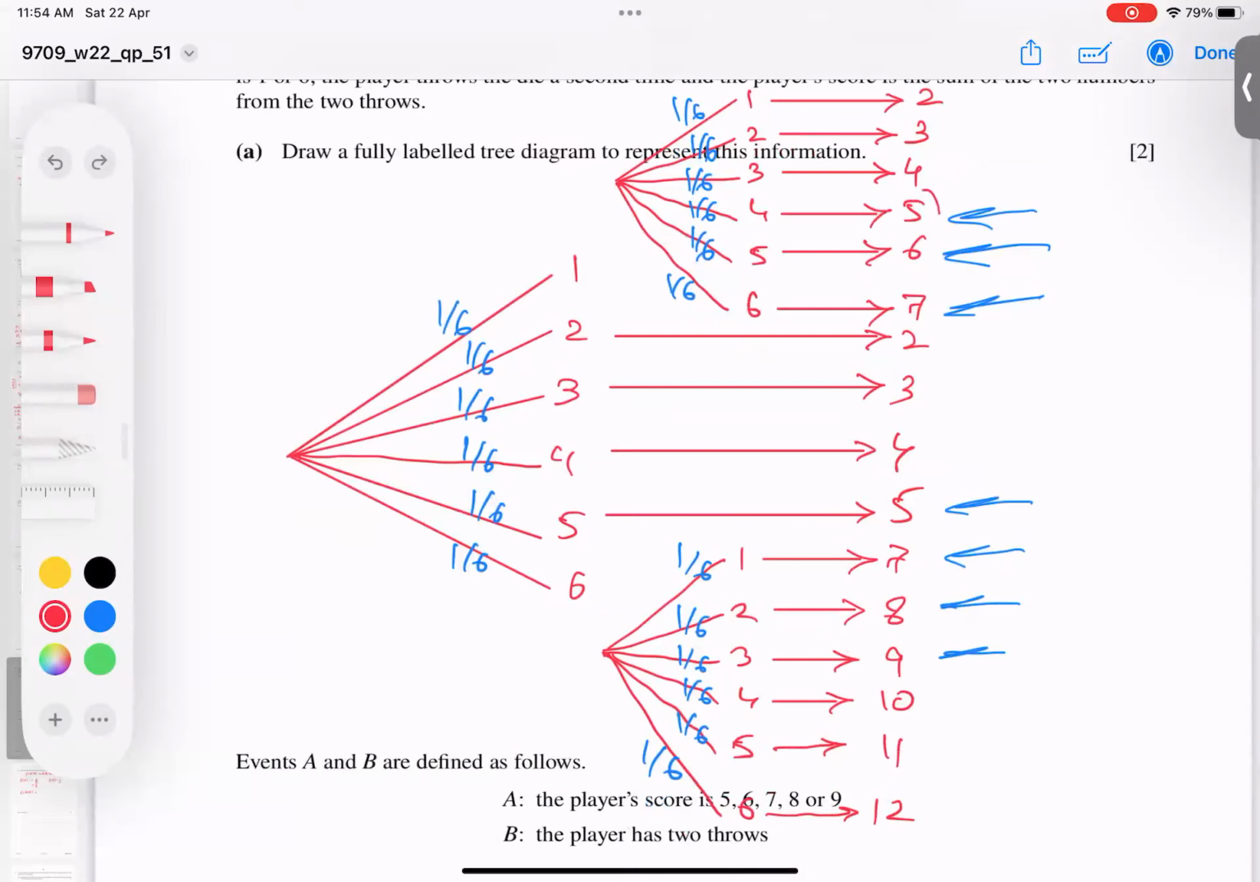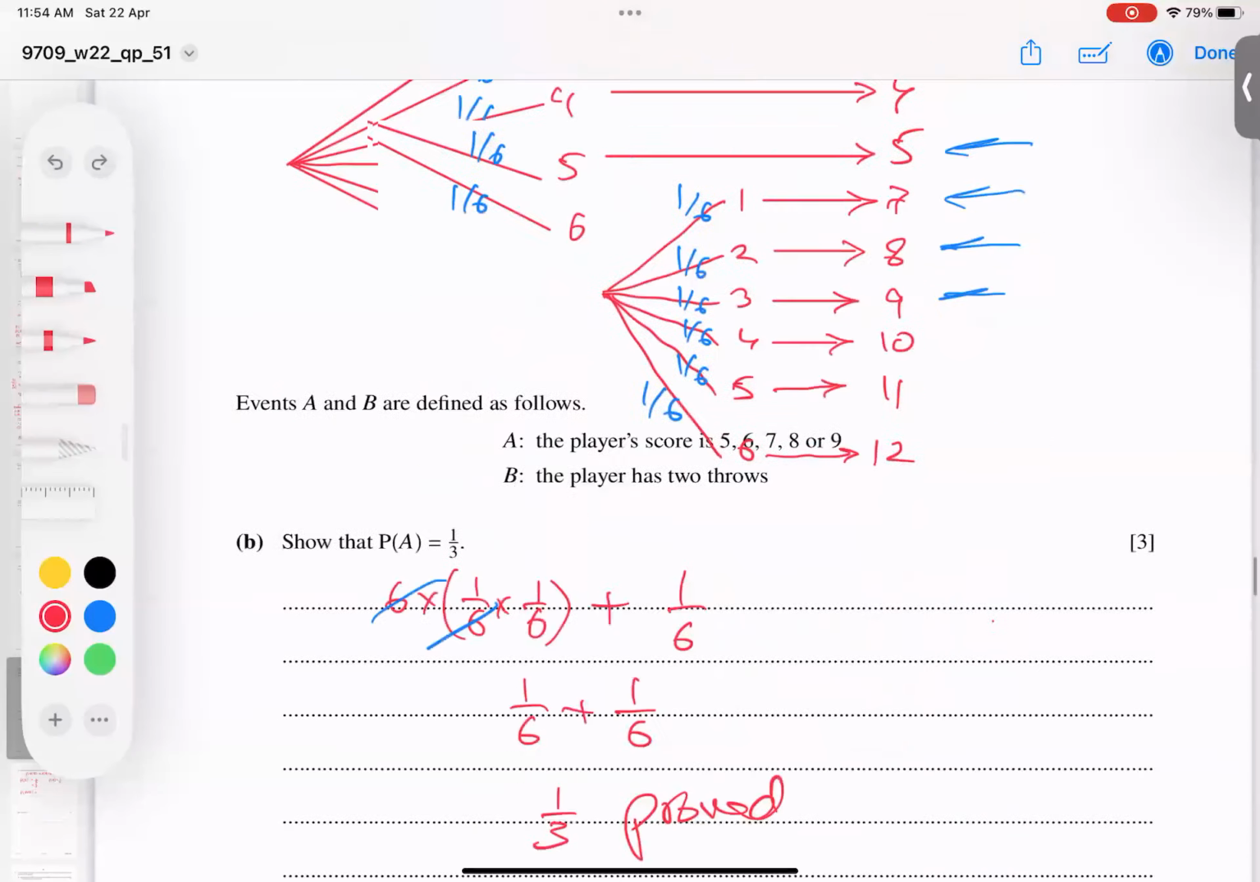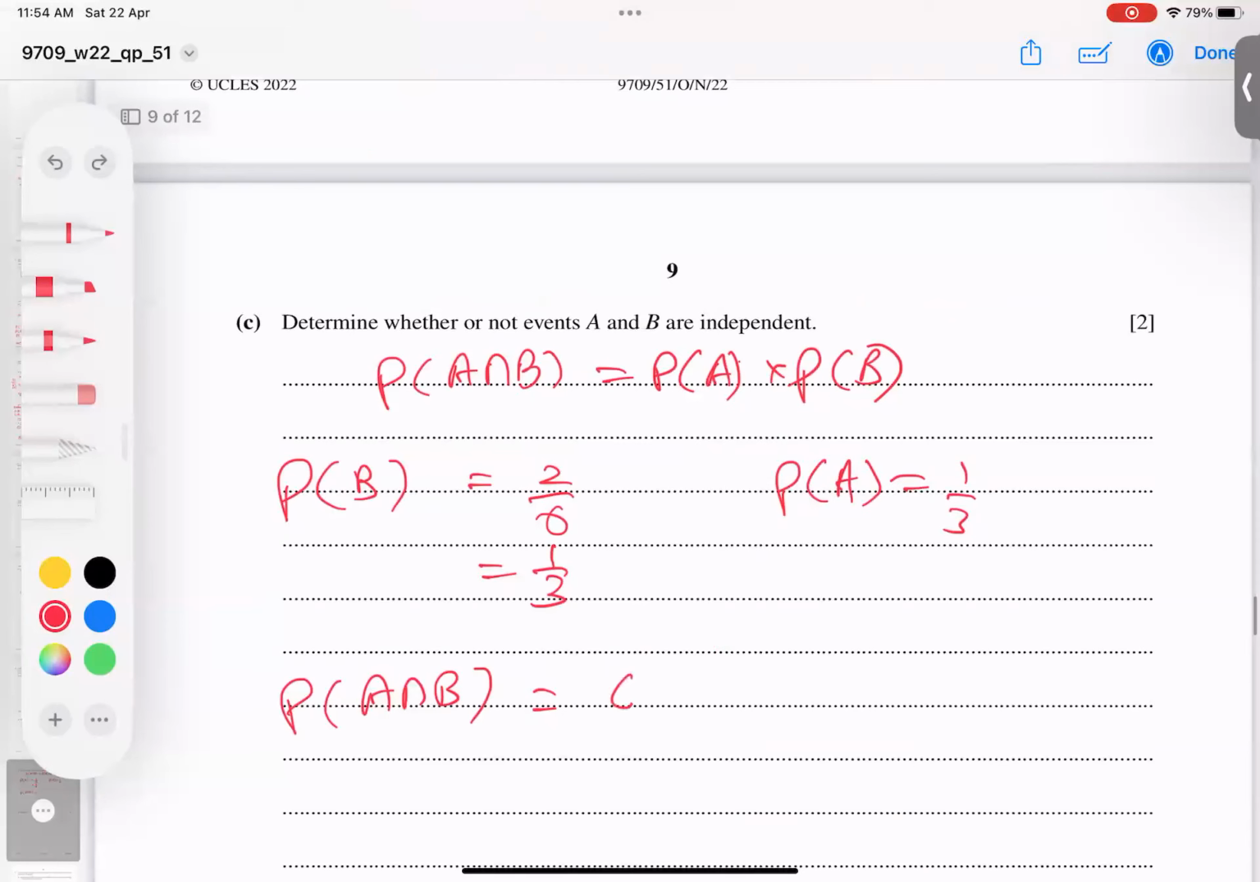Okay, 5, 6, 7. This is coming with 2 throws. 7, 8, 9. We get it with 2 throws. So with these 6 branches is our answer. I think you got a point. 6 branches. So how? And each branch, so 6 times 2, and each branch 1 by 6 into 1 by 6.